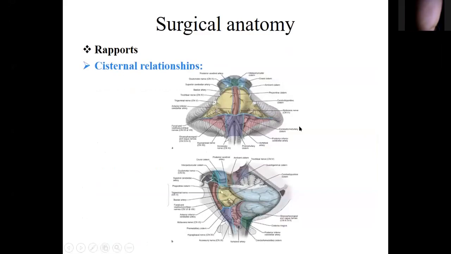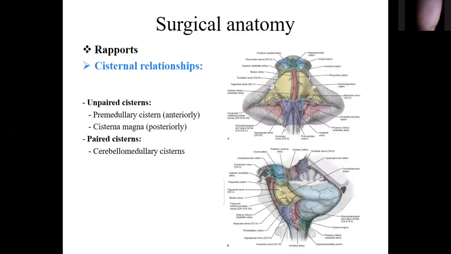Talking about the cisternal relationships, the cisterns are dilatations of the subarachnoid space, which contain cerebrospinal fluid and also contain major vascular structures that surround the brainstem, and not only the brainstem, even at the level of the hemispheres. They provide major access during neurosurgical procedures to parts of the brainstem, and in this case to the medulla oblongata. So the medulla oblongata is particularly linked to three cisterns.